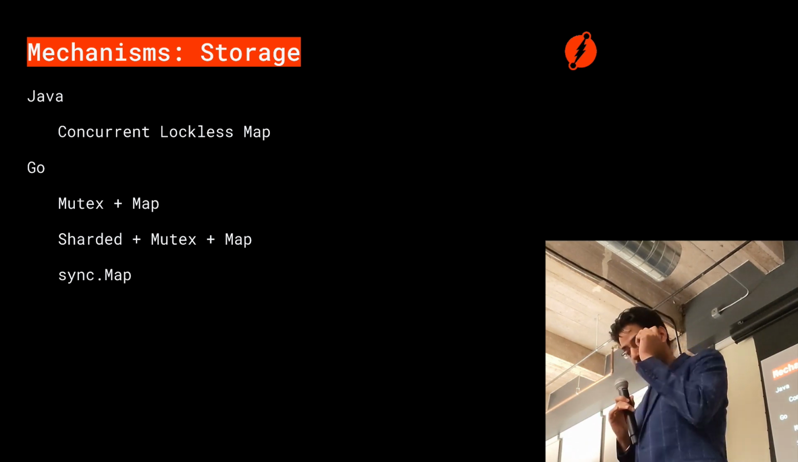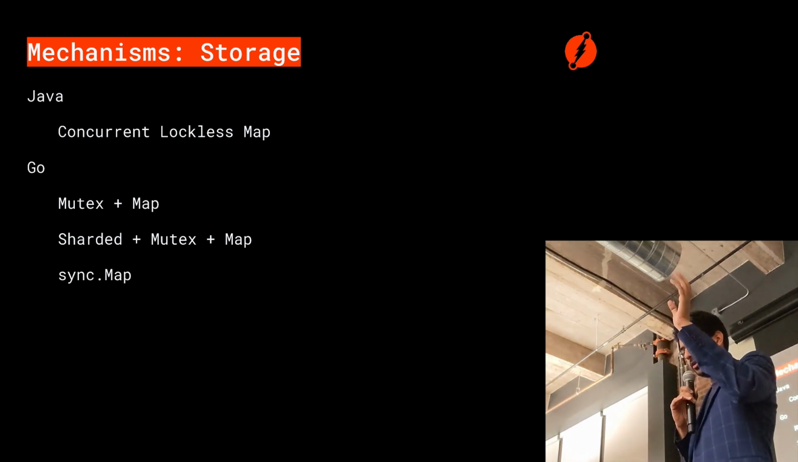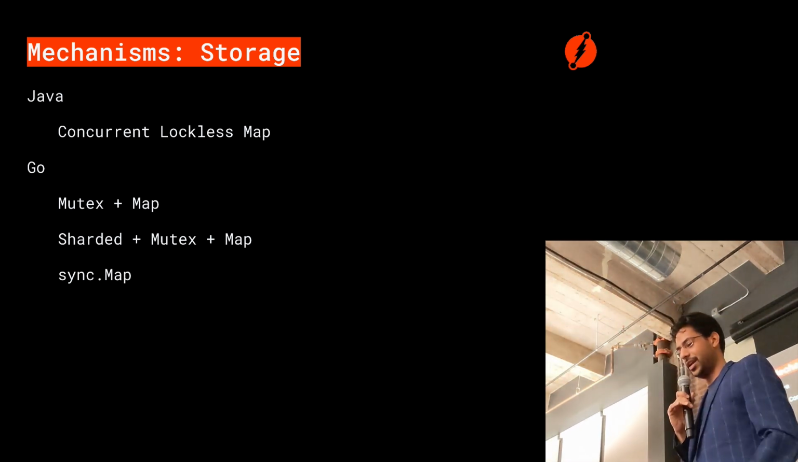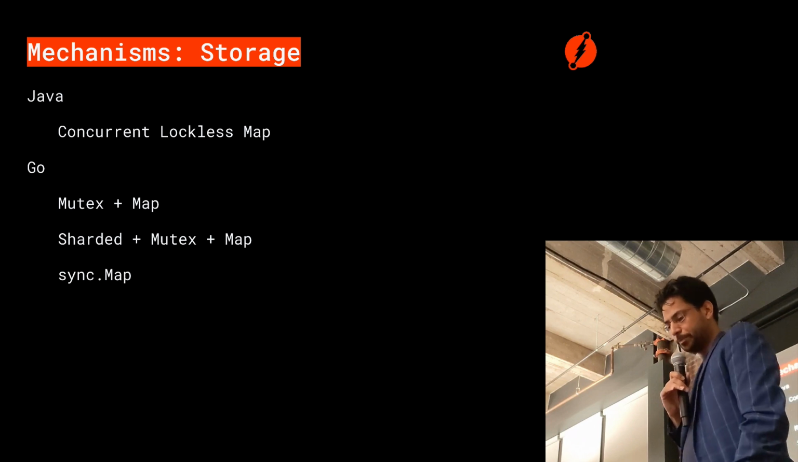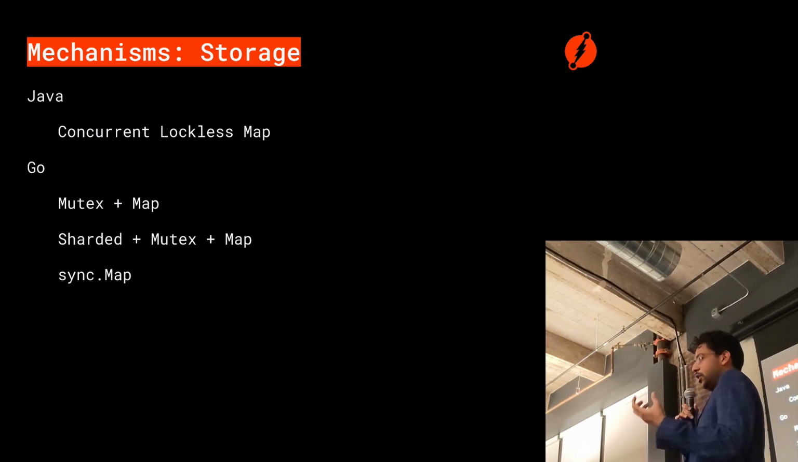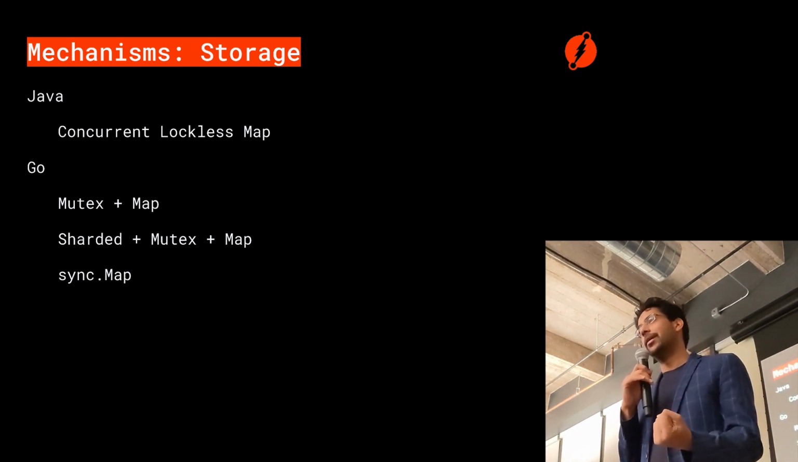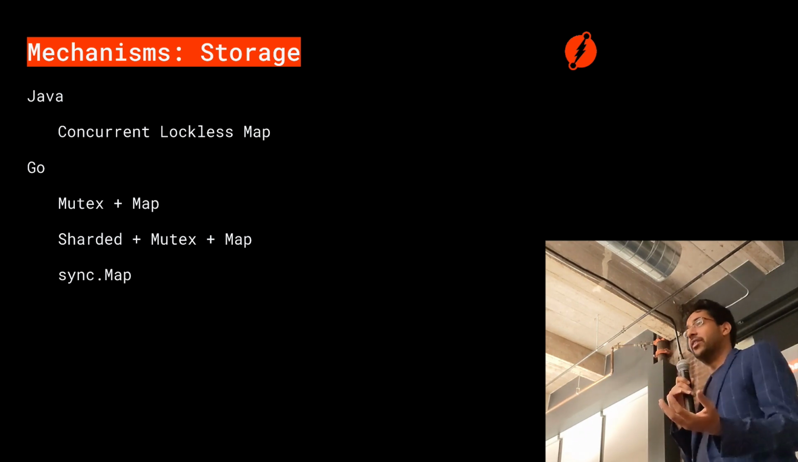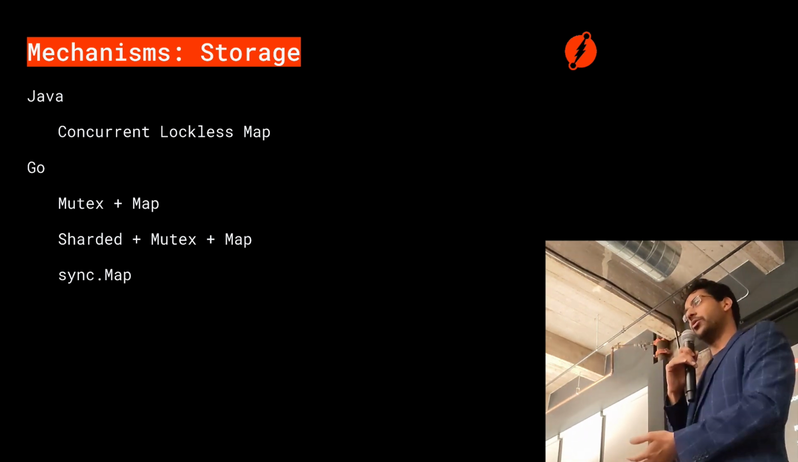So, let's look into the various mechanisms which make Ristretto fast. And we'll look at some throughput benchmarks towards the end if we have time. They're all available in public. The first thing is storage, which is where you store the data. In Java, they have concurrent lockless maps, right? But Go doesn't have that. Go only has a normal map, and you can put a mutex lock around it.